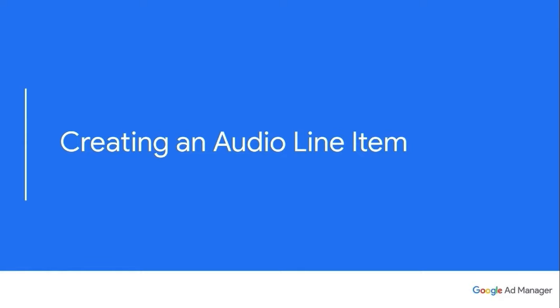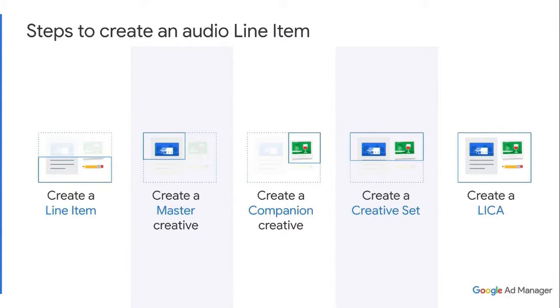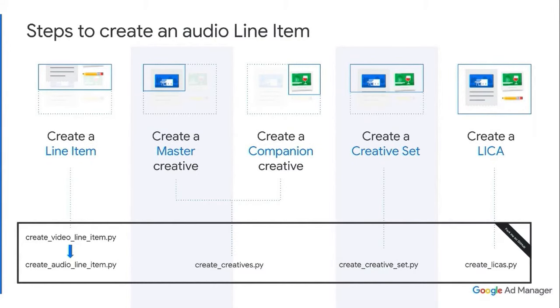Once you have the ad units set up, you can create audio line items to match with audio ad requests for those ad units. The process of making a line item with audio creatives can be broken into 5 steps. First, you create a line item object. Next, you create an audio creative and a banner creative. Then, you create a creative set to combine these creatives as a master and a companion. The last step is to make an association between the line item and the master creative. This is often referred to as a LICA, which stands for Line Item Creative Association.